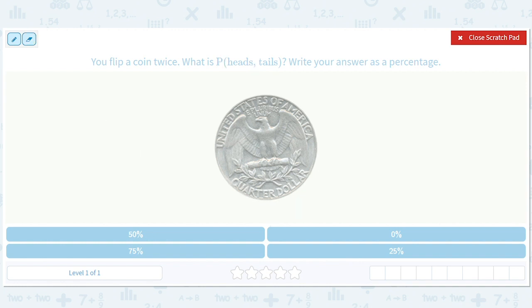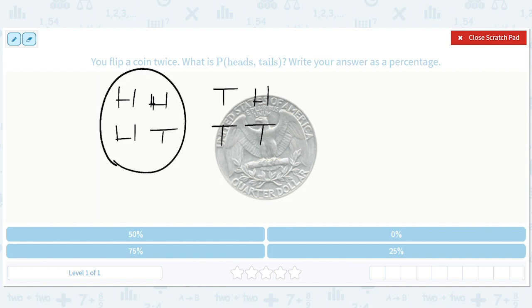Just so you know, the other way of thinking about this is, if I just write out all the flips, heads, heads, tails, this is like flipping it twice. These are all the possibilities. Tails, heads, tails, tails. Well, half the time I get heads on the first flip, and then half this time I get tails on the second flip, right? So it's a half of a half, or 25%.